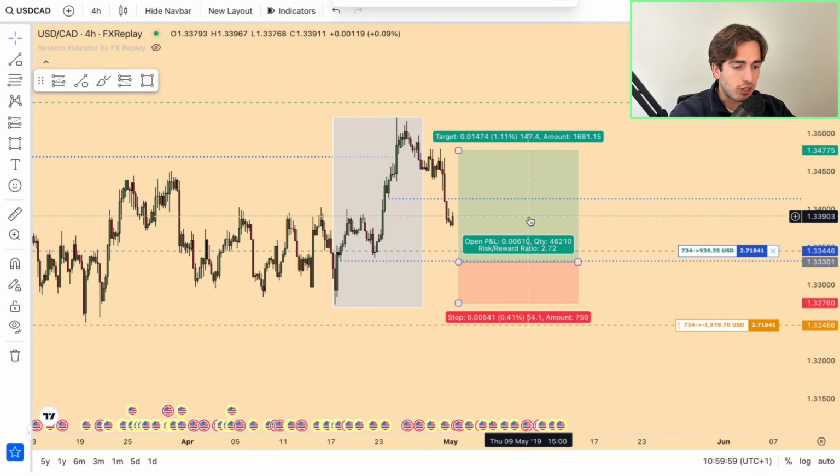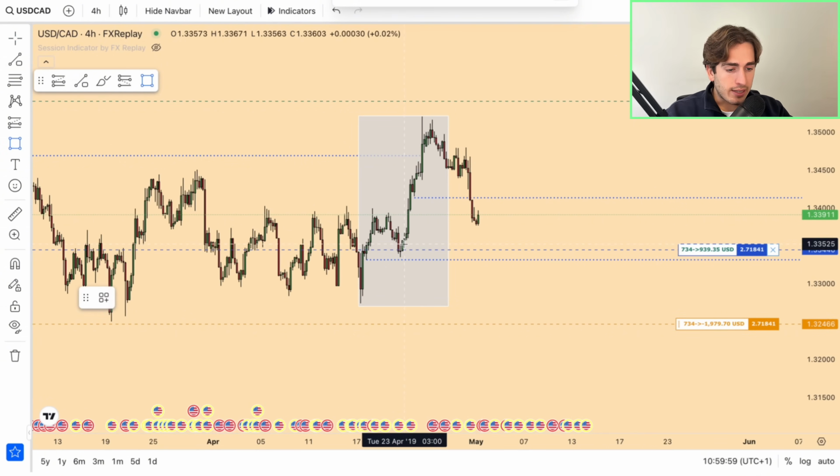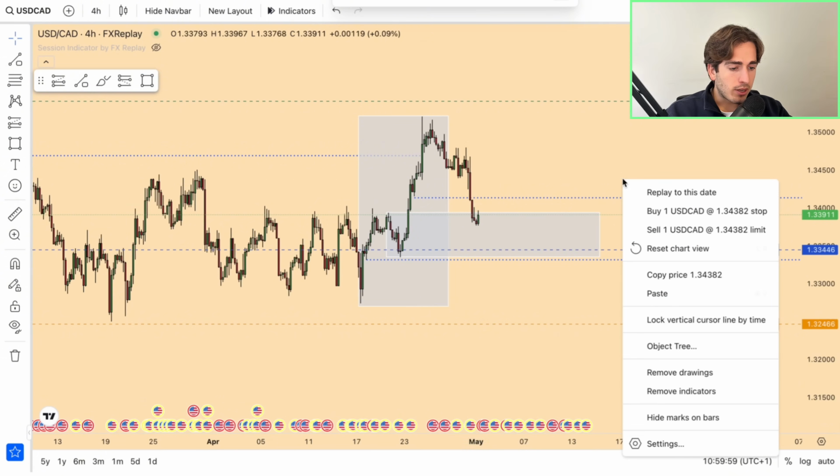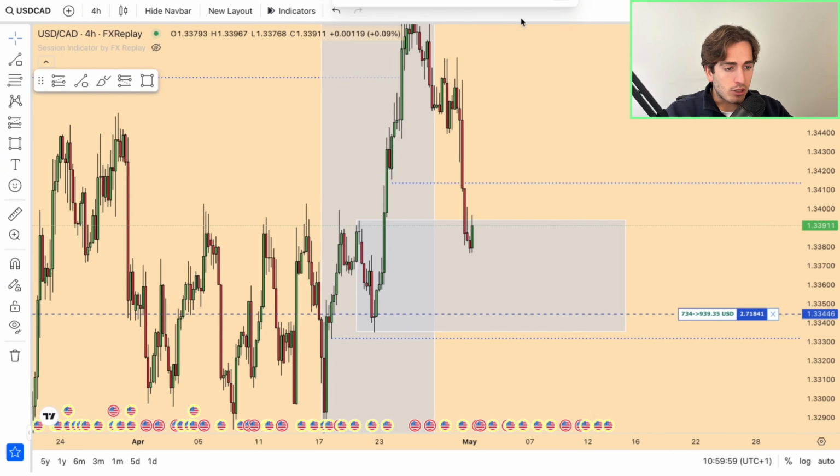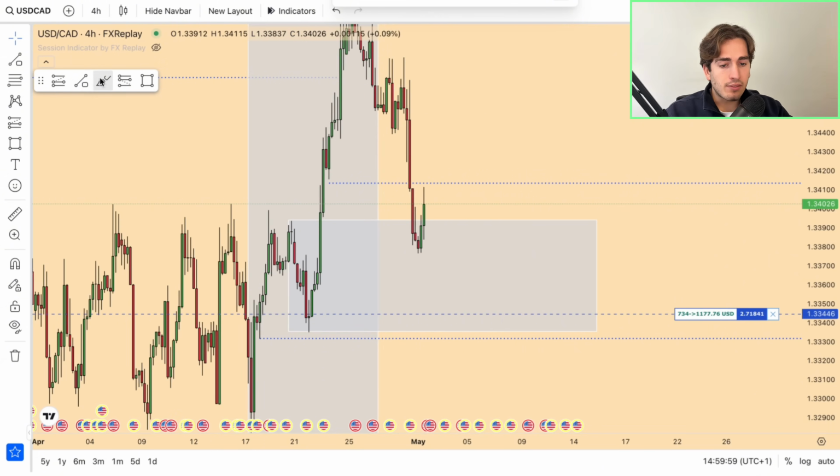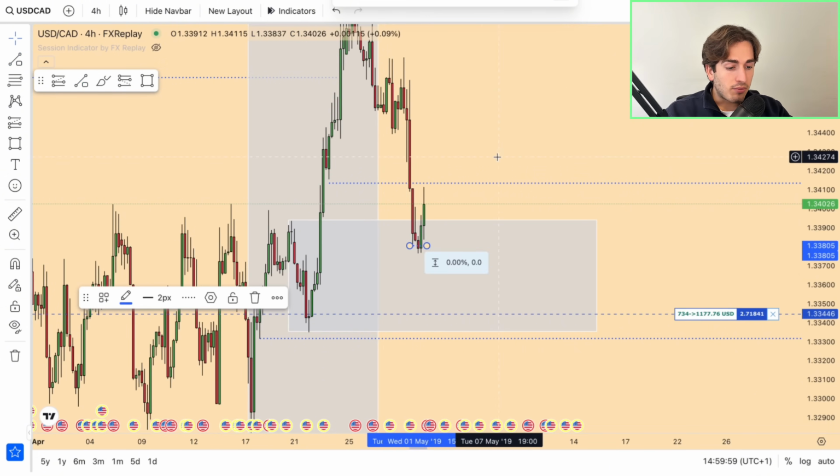Now what we need is the change of character confirmation. What I like is that we have somewhat of a demand zone over here, by the way. So let's see if we get the 4 hour change of character. Yeah, so here you have the change of character. So this ultimately is now a valid setup.